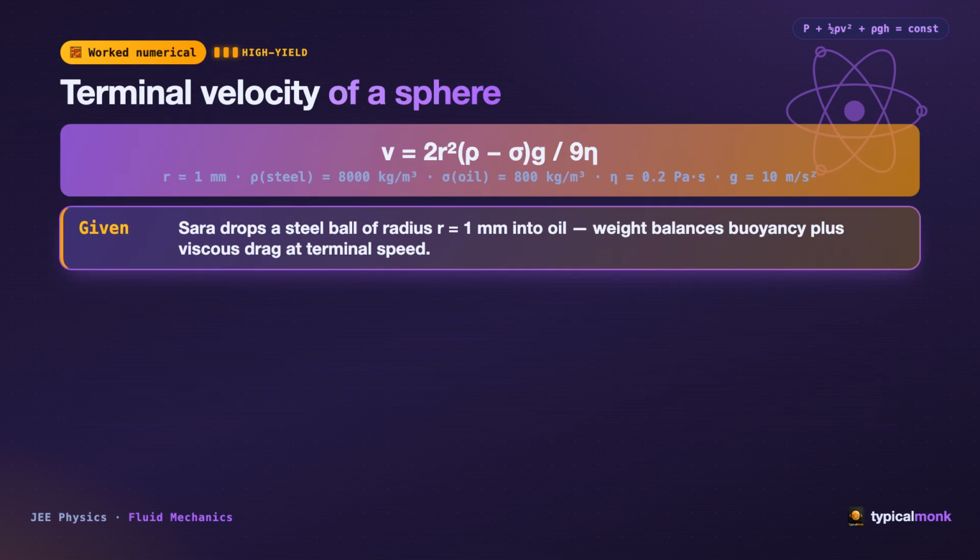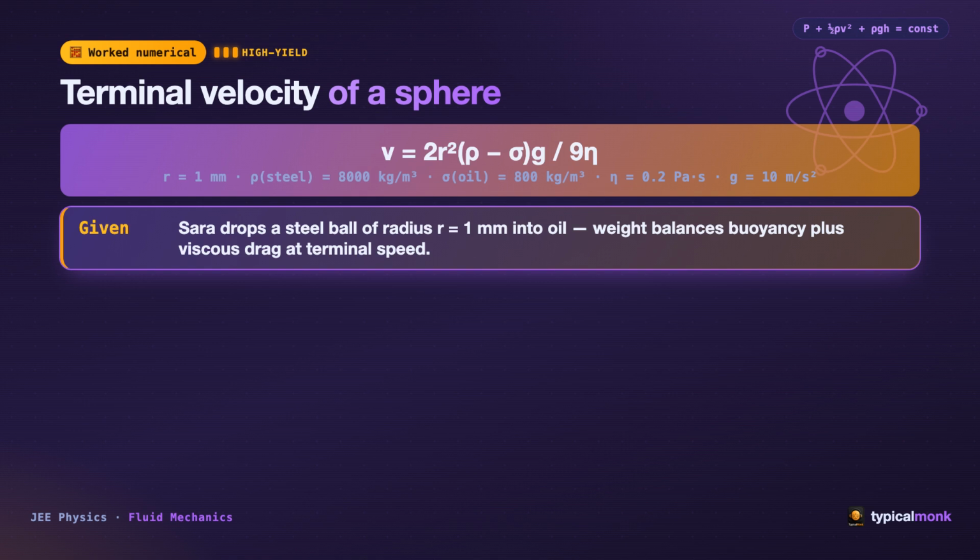Time to solve a full JEE numerical together. Slowly, the monk's way. Sarah drops a small steel ball of radius 1 millimeter into a tank of oil and lets it fall until it reaches a steady terminal speed. The ball's density is 8,000 kilograms per cubic meter. The oil's density is 800. The oil's viscosity is 0.2 Pascal second, and gravity is 10 meters per second squared.